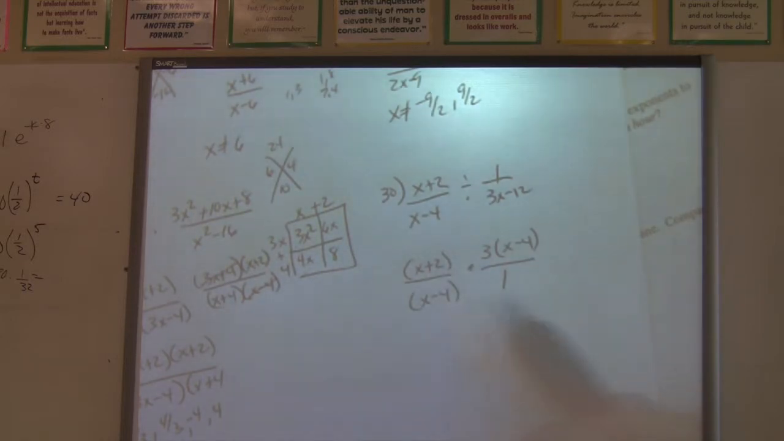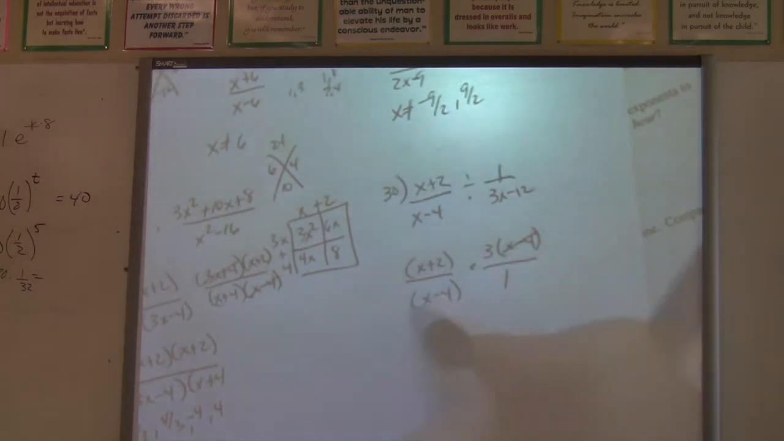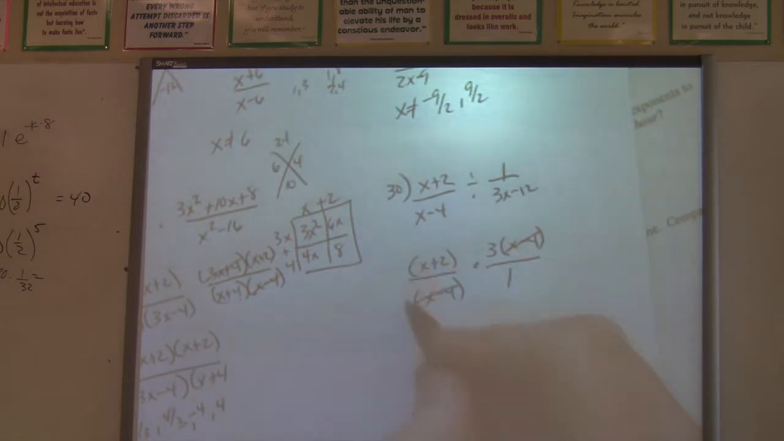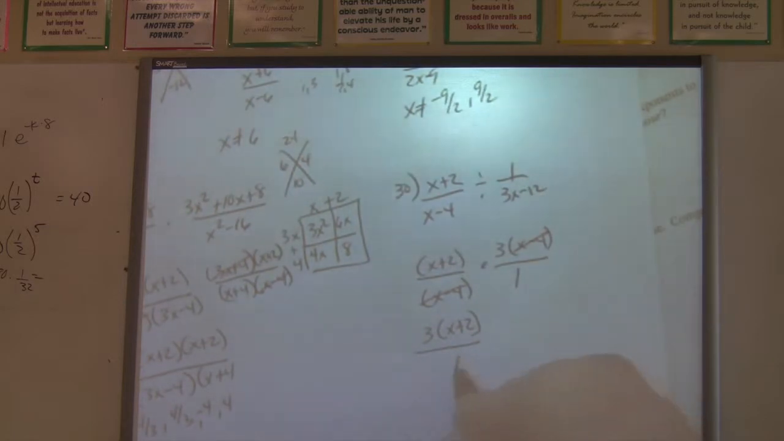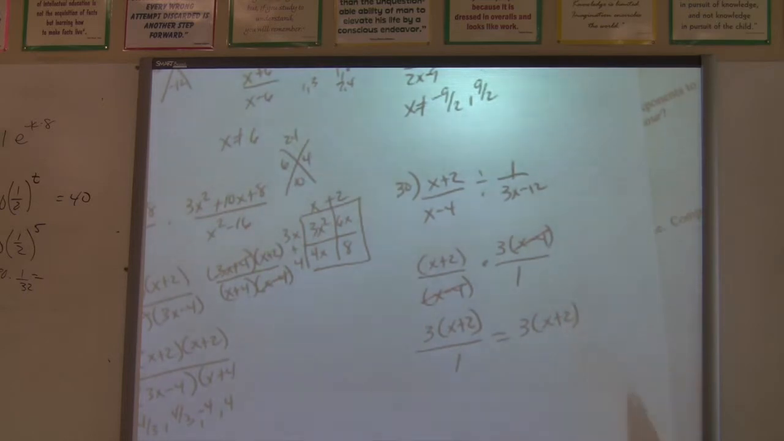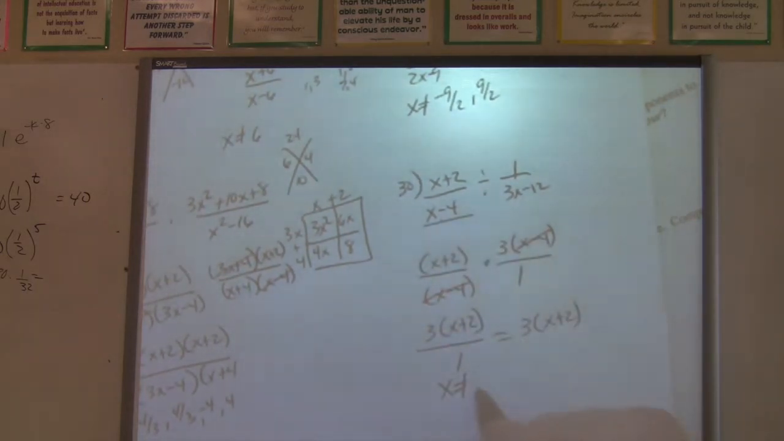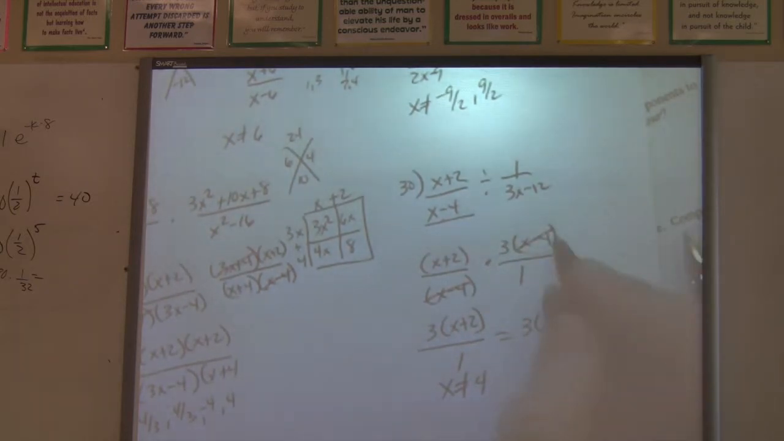Like factors, there's no x plus 2's, there's no 3, but there is an x minus 4. So we get 3 times x plus 2, all over 1, which we don't need to put, so we can just put 3 times x plus 2. You could also distribute that and get 3x plus 6, but you don't need to. Our restrictions are x cannot equal, what makes this 0? 4. This can't be equal to 0, but what makes this equal to 0 is also 4, so that doesn't change, so that's our only restriction.